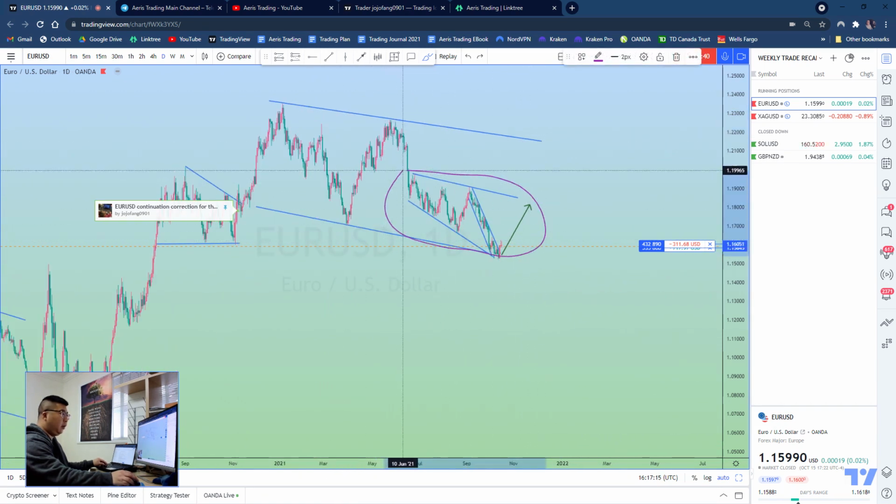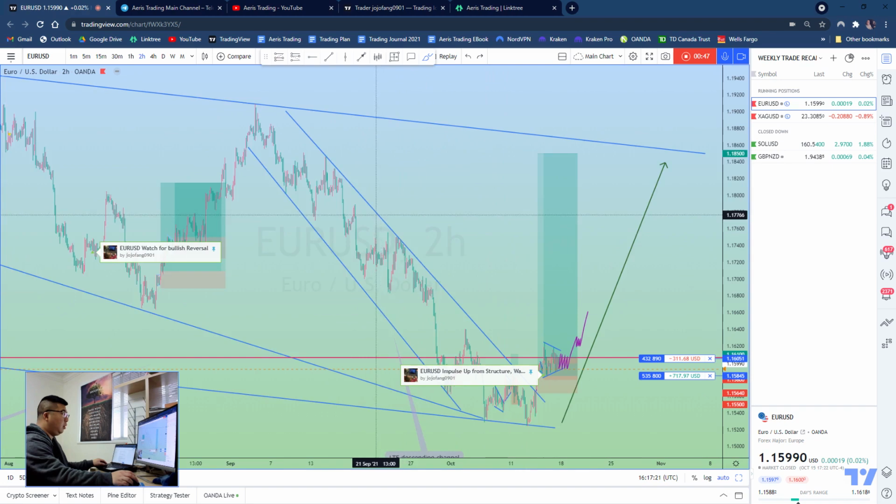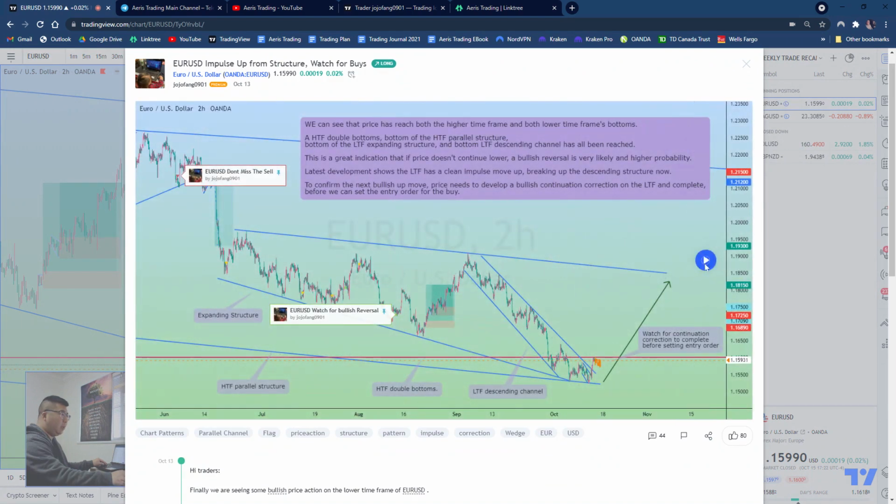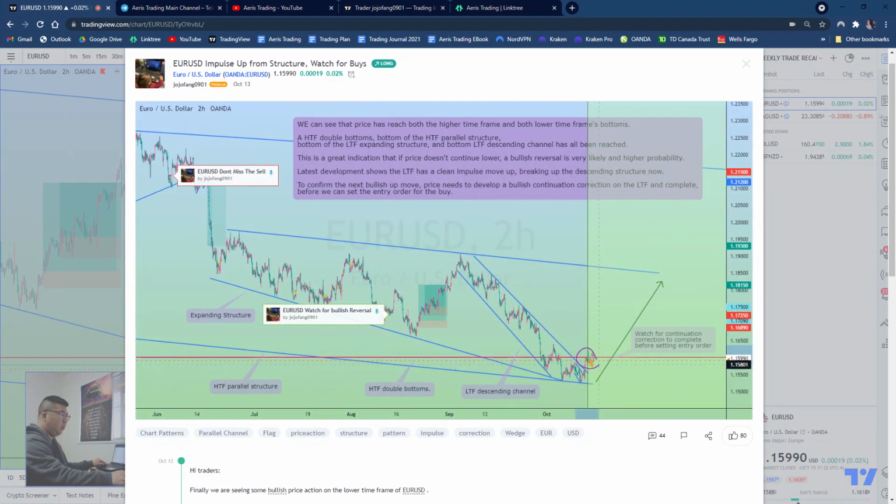We have a lower time frame kind of expanding structure, correctly moving the price down to the low of the higher time frame structure. If we look at this lower time frame here, we also have that descending structure. We know that is a bullish reversal. So basically, I'm waiting for price to break out of this descending channel and then some sort of lower time frame continuation price action to be able to catch this bullish run to the upside.